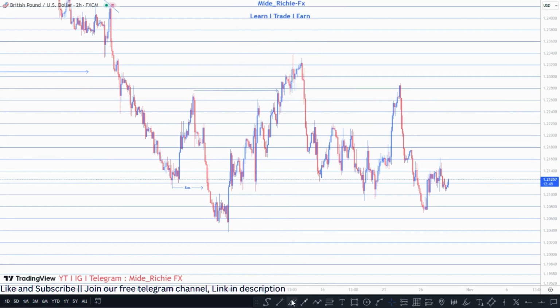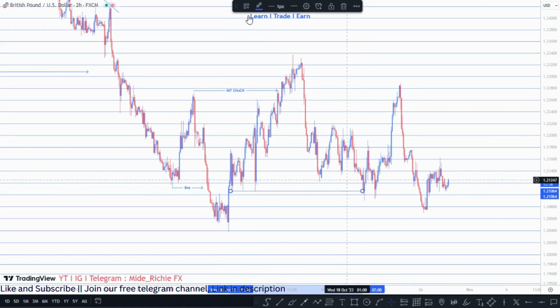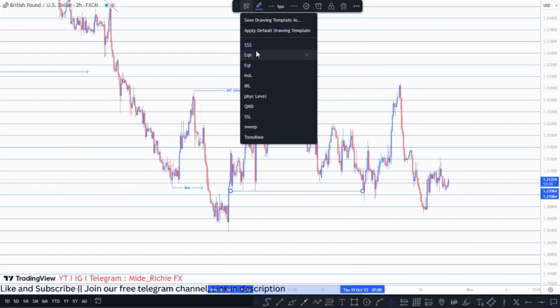All right. So after the internal change of character, the market actually gave us some liquidity build up right here, which you can call equal lows or triple lows right there. You can call triple lows. Okay, let me just mark it like this.